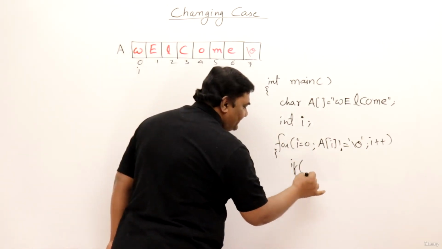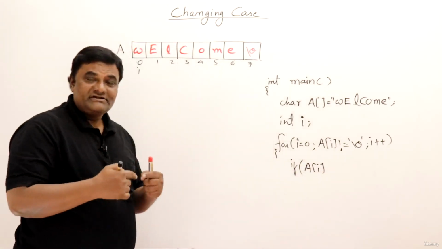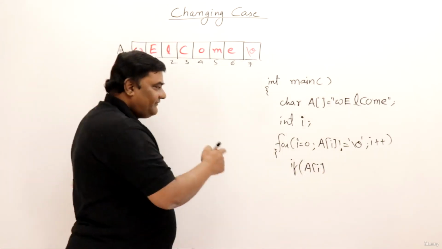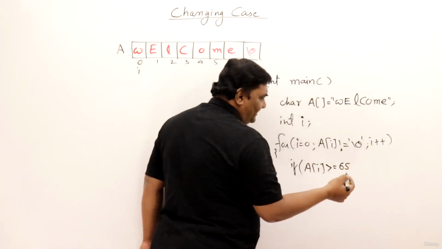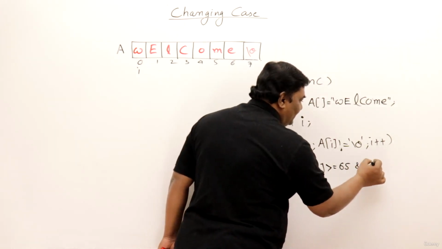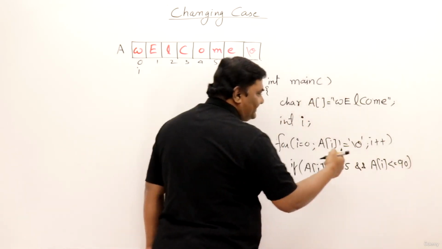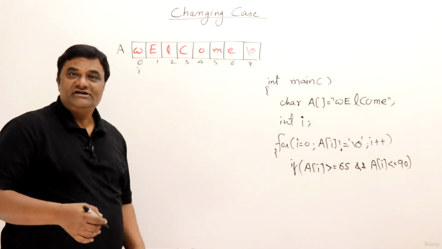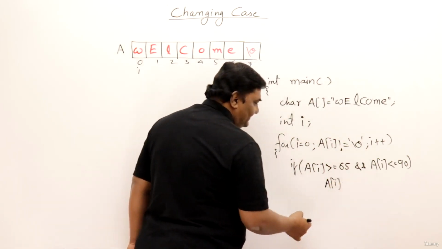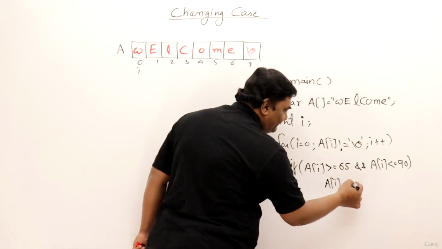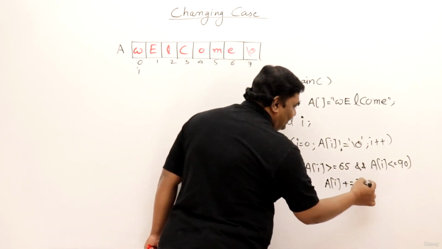So I can write a condition here: if a of i is, when it is uppercase, from 65 to 90, if a of i is greater than or equal to 65, and a of i is less than or equal to 90. So this means it is uppercase. So change it to lowercase. By adding 32, I can change it to lowercase. For addition, I can use this symbol also, the assignment addition operator, and I will add 32.